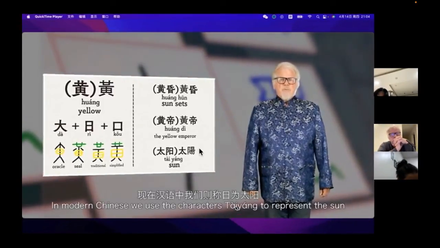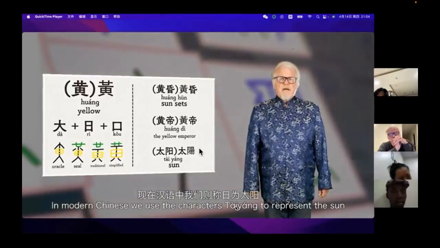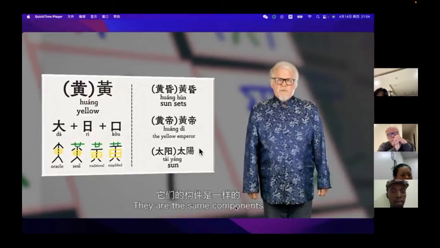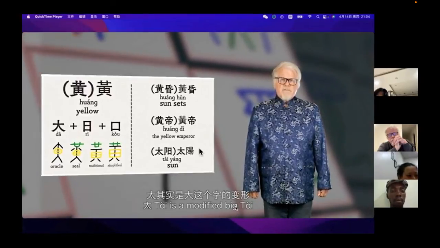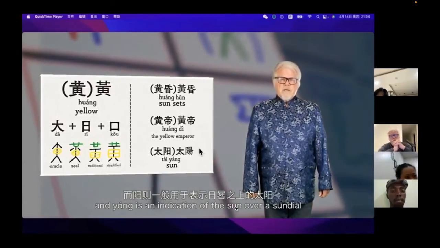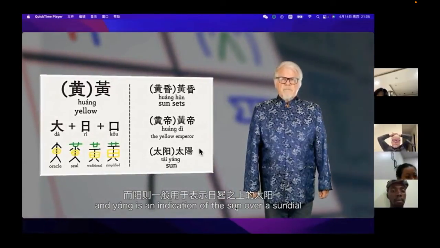In modern Chinese, we use the characters Taiyang to represent the sun. They are the same components. Tai is a modified big. Yang is an indication that the sun is over the sundial.